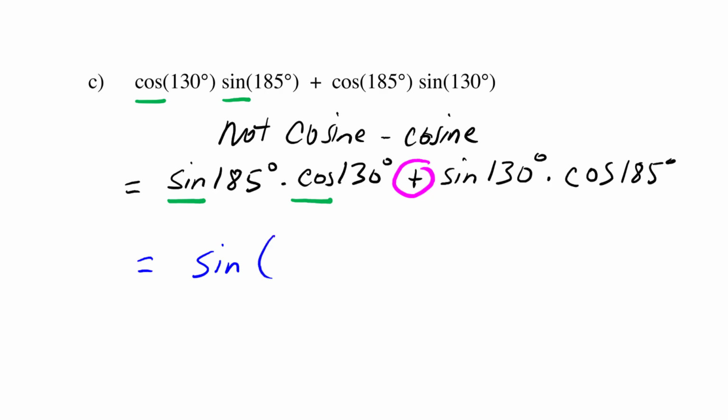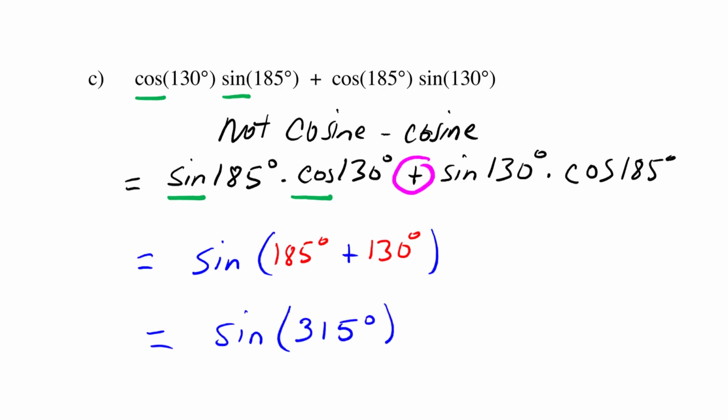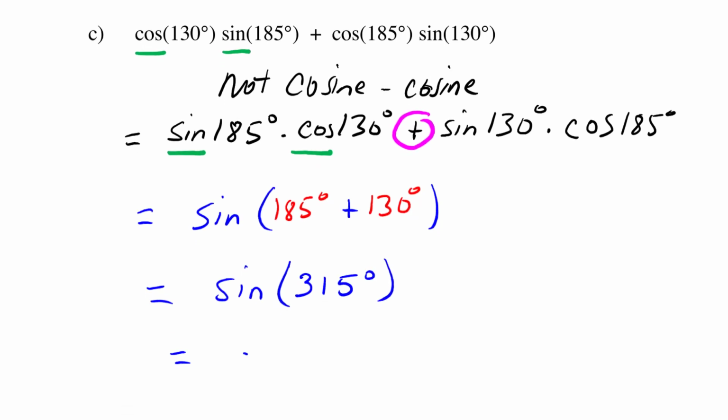So the sine of 185 degrees plus 130 degrees. And when we add those together, that is sine of 315 degrees. Let's see, that's in quadrant 4, so sine is negative. Related to 45 degrees, negative root 2 over 2.